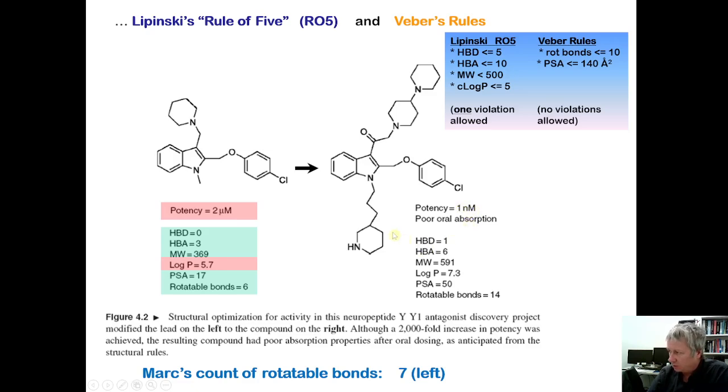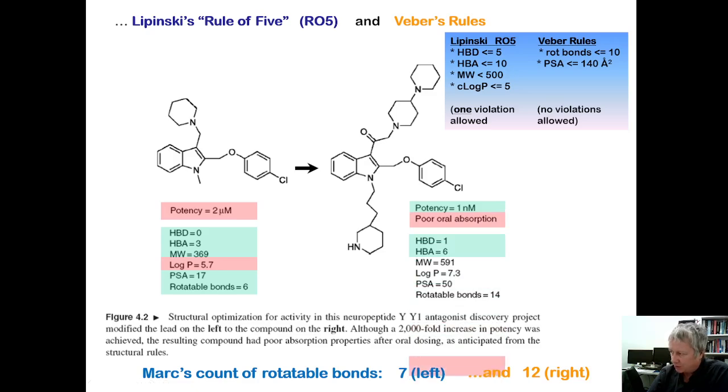Hydrogen bond donors, there's only 1 now. Hydrogen bond acceptors, if you count all the nitrogens and oxygens, it's 6. Molecular weight's a lot higher, so that's beyond Lipinski. Log P is too high now, 7.3 versus 5. PSA is fine. Rotatable bonds is too high now, and I calculated 12 when I did this earlier. But nevertheless, it looks like it's in violation of Lipinski. Good potency, poor oral absorption.